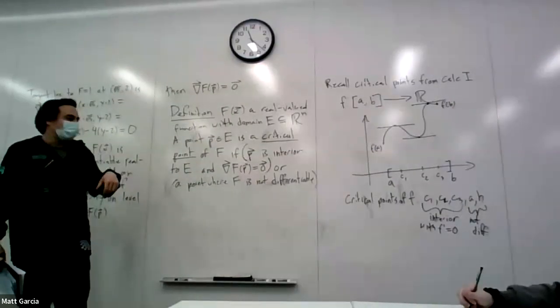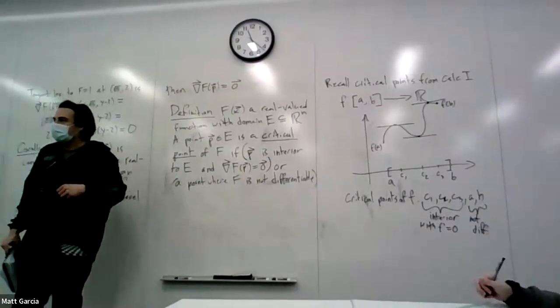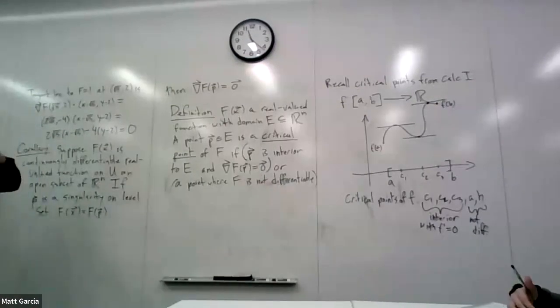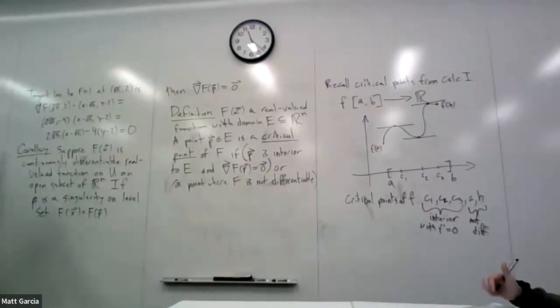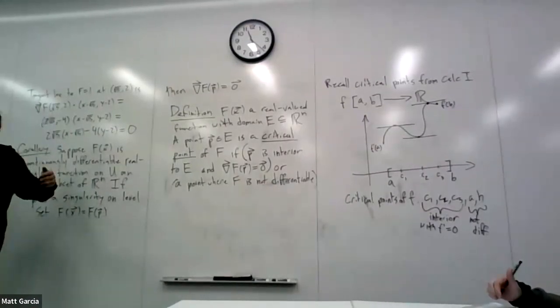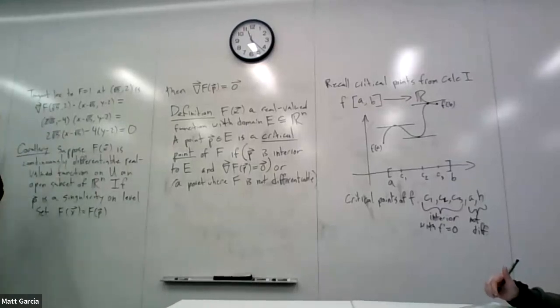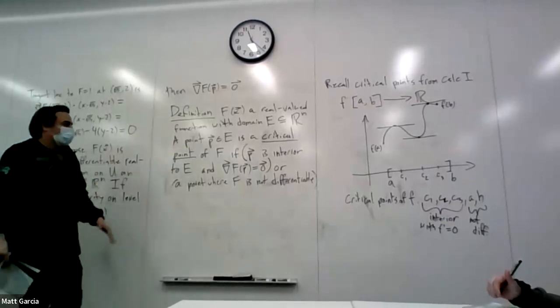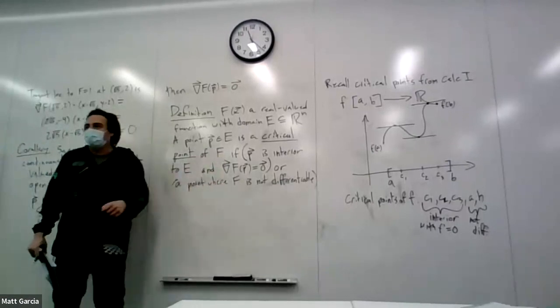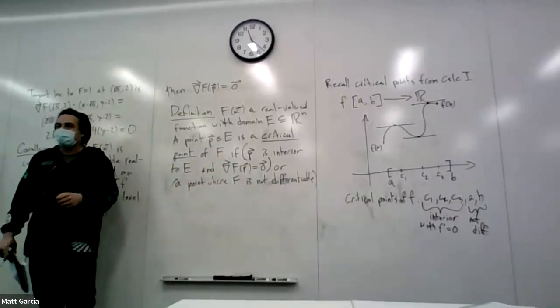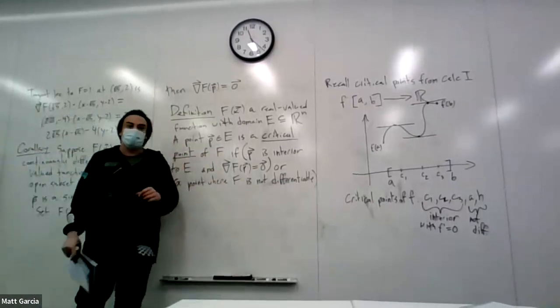In the multivariable setting, we're inside the domain, i.e. not on the boundary, and the gradient is 0. Or we're not differentiable, which includes all points on the boundary.